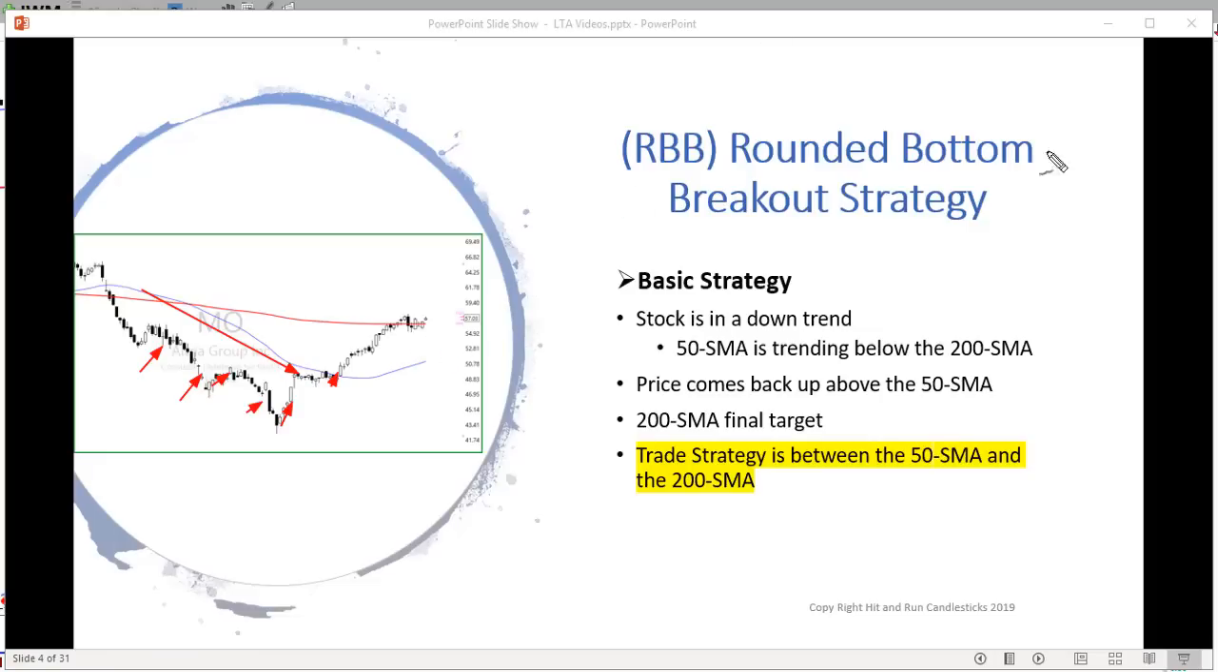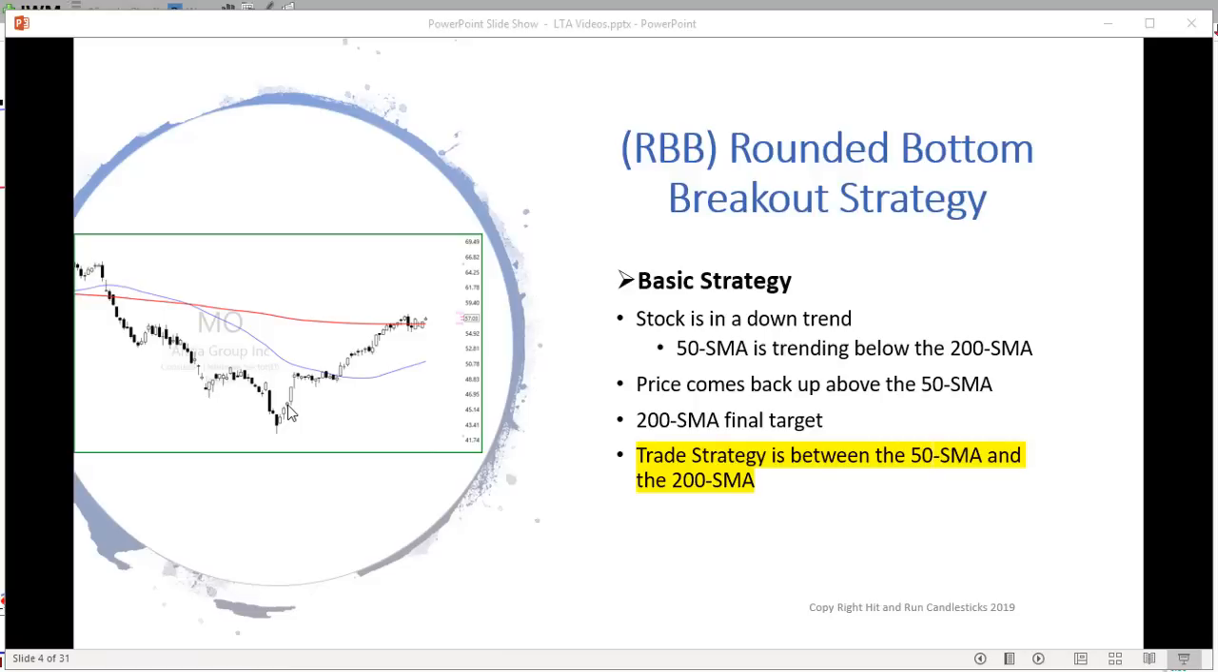So you can see here, we're looking for a stock that's in a downtrend. And we're going to use that 50-day simple moving average below the 200 simple. When price comes back above the 50-day simple, that's when we start looking for those price patterns. Somebody might be thinking, well, is this a trade down here? Yes, it is, absolutely. Any chart has a trade to it, and that can certainly be traded.